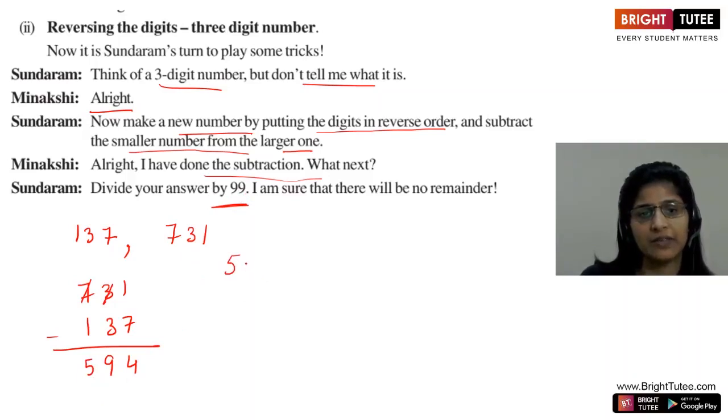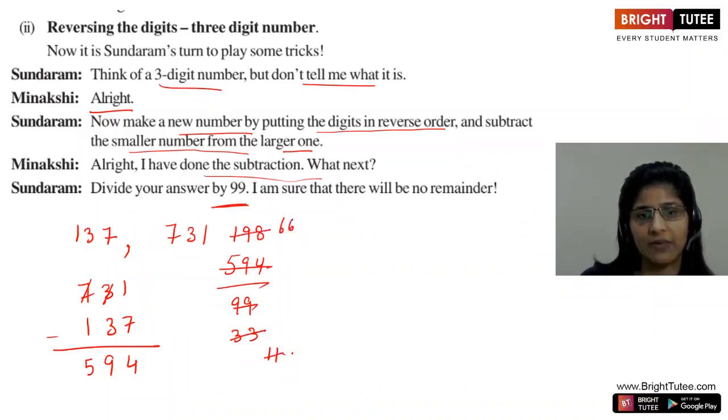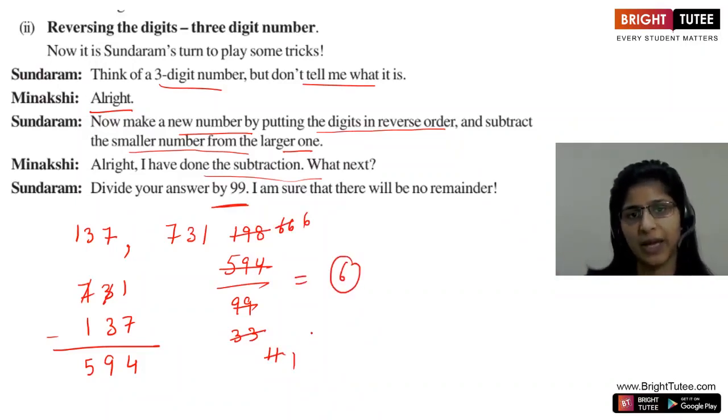So let's divide it. 594 divided by 99. So let's try it. 3 3s are 9. 3 1s are 3. Then you're left with 2. 3 9s are 27. 3 8s are 24. 3 6s are 18. So we are getting the quotient as 6. There is no remainder left, right? So it is exactly divisible by 99. So yes, his claim that it is going to be divisible by 99 is completely correct.